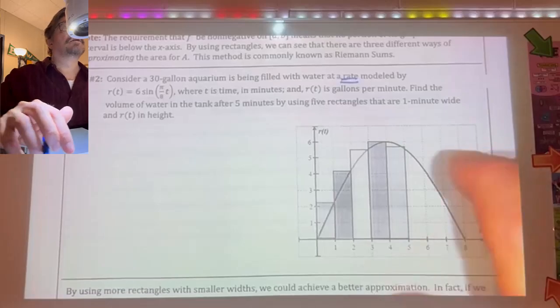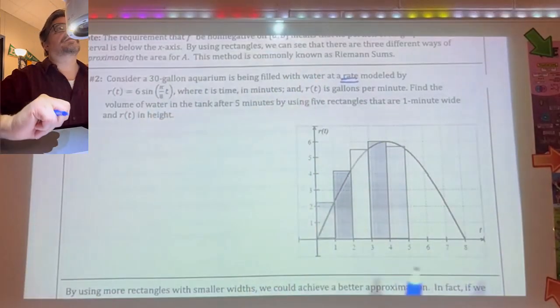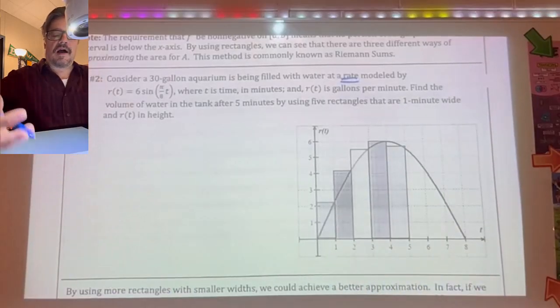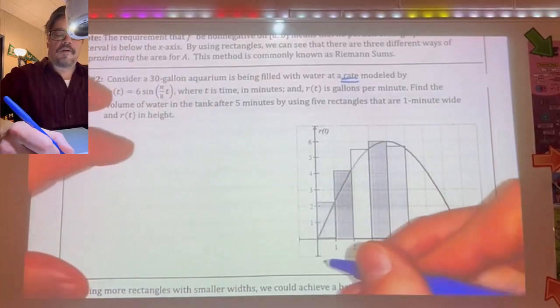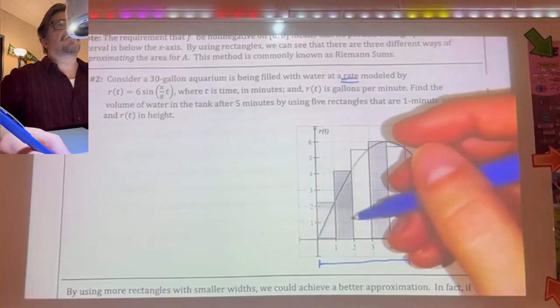Exactly. That's what the area under the curve represents because we have a rate function. So if we wanted to do this, we could figure out, let's go from 0 to 5. What's the area of the first triangle?